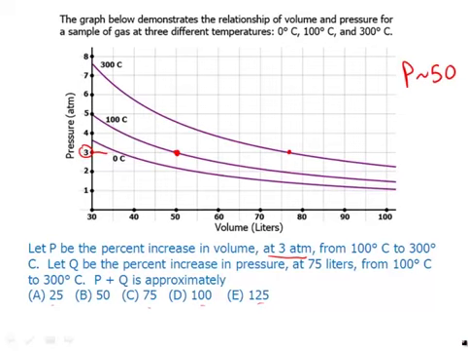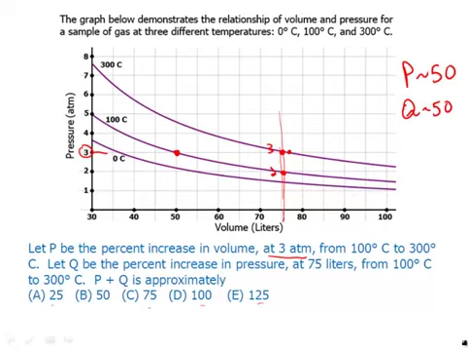Now, the second part, Q. Let Q be the percent increase in pressure at 75 liters. So now we're going to stay on this vertical line, the 75-liter vertical line of fixed volume, and we're going to increase from 100 to 200. So that's an increase from approximately 2 to 3. 2 atmospheres to 3 atmospheres. And so that's an increase of 1. 1, of course, is half of 2. So this is also approximately a 50% increase.